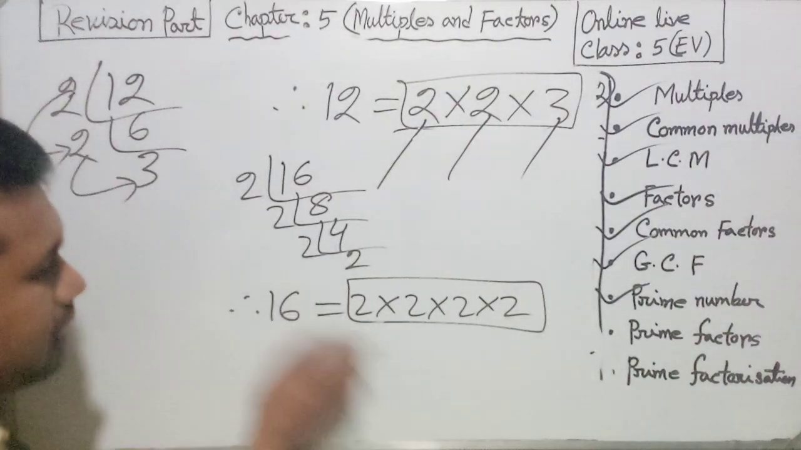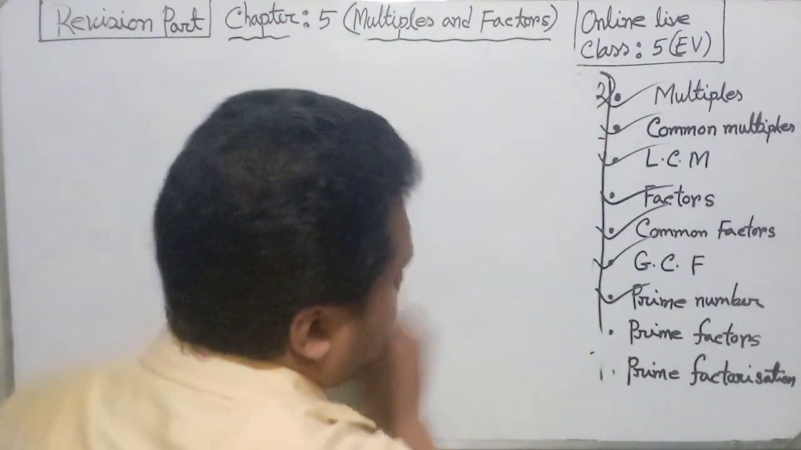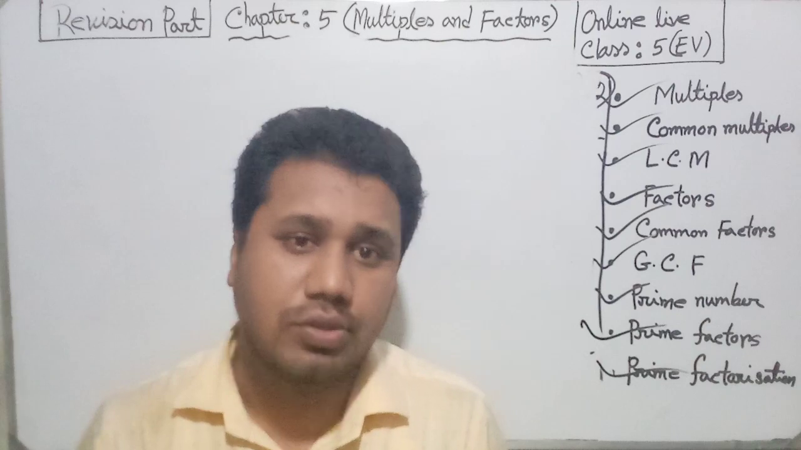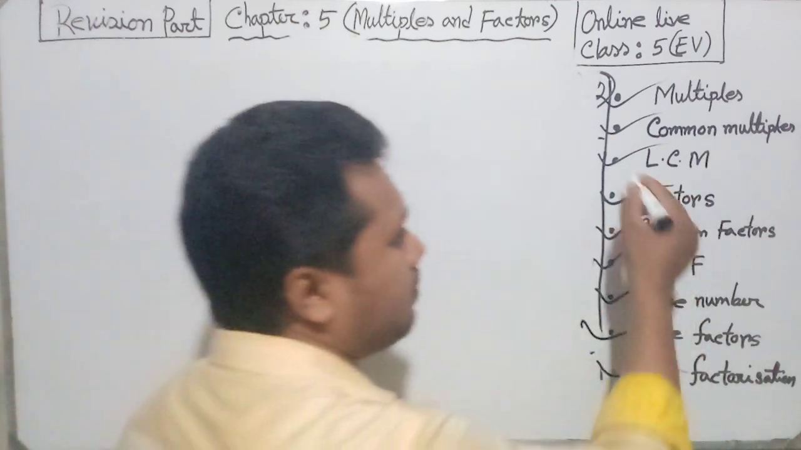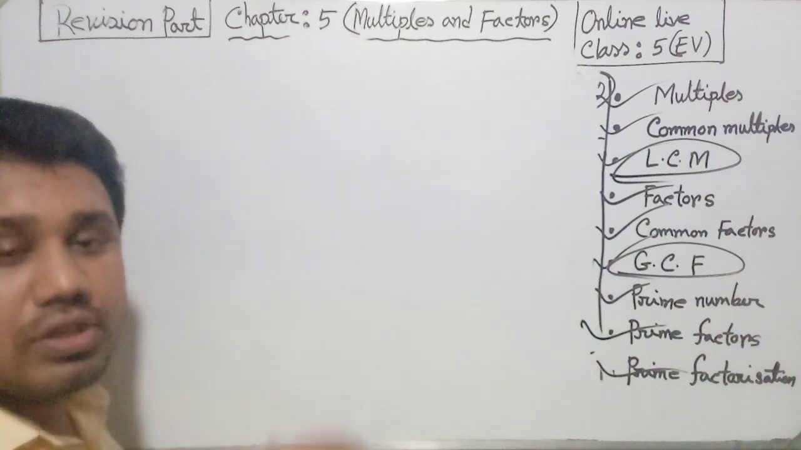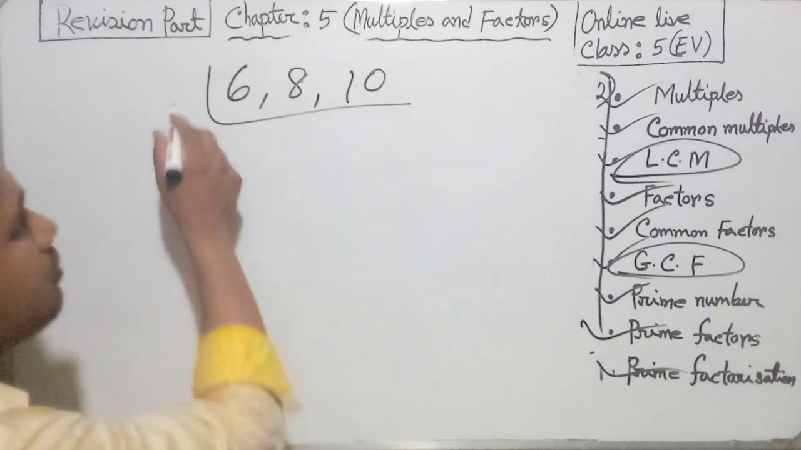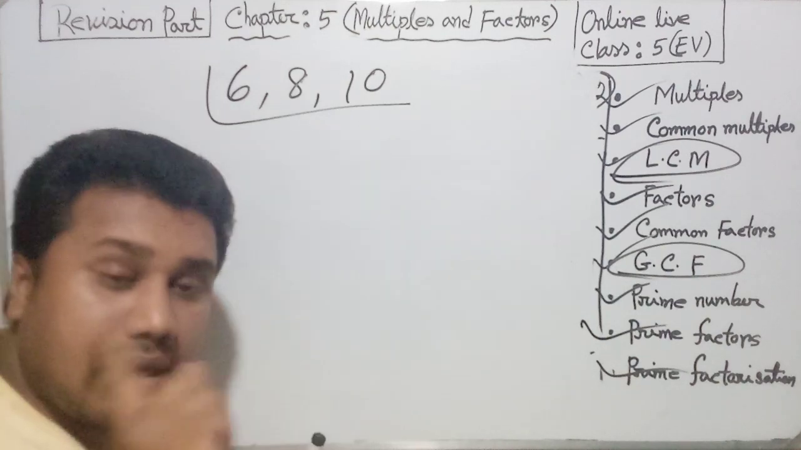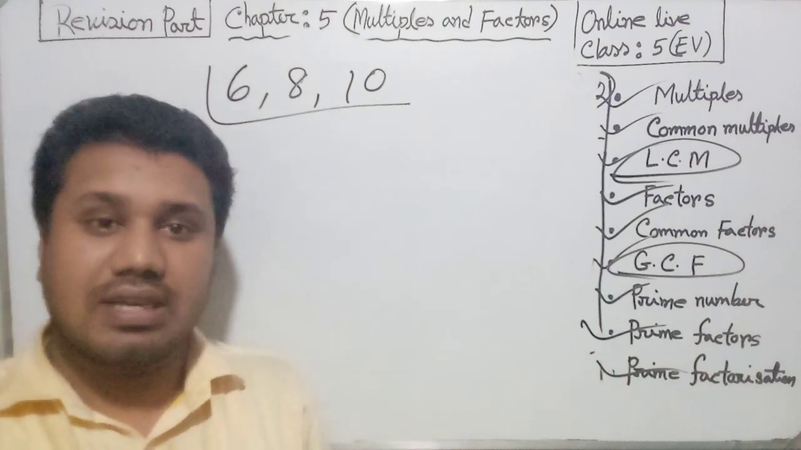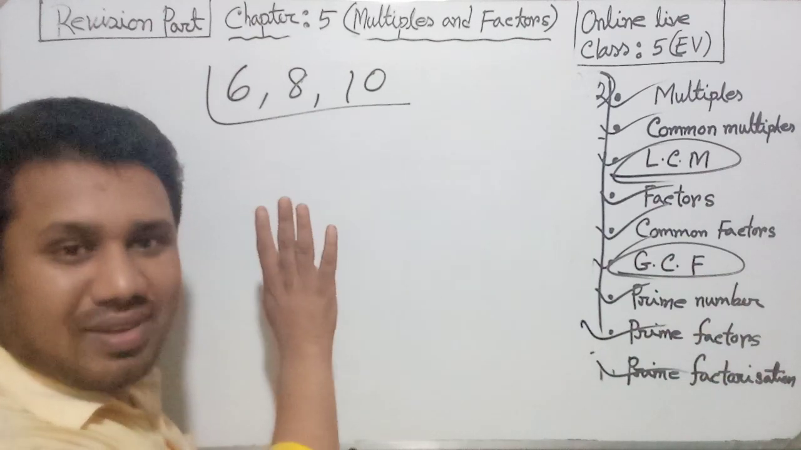Okay dear students. Now we will discuss LCM and GCF also. How can we find the LCM by using the Euclid process? Suppose 6, 8, 10. What is their LCM? Using Euclid, at first you have to take a prime number. Remember, you have to take the smallest prime number, such that among the 3 numbers, at least 2 numbers are divisible by it.